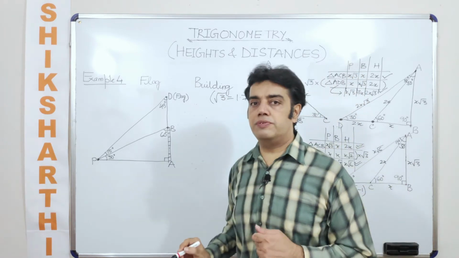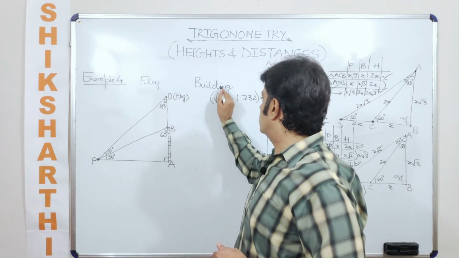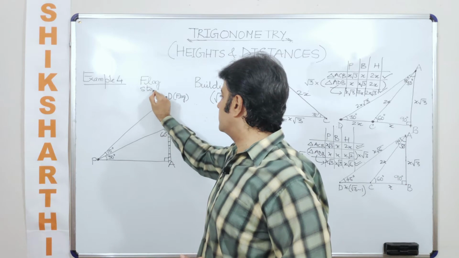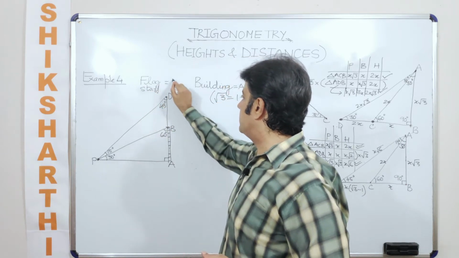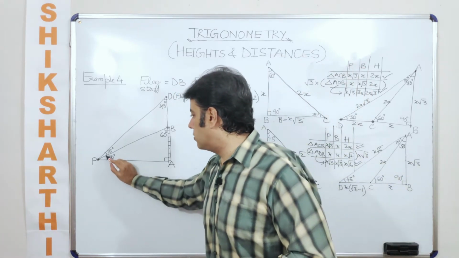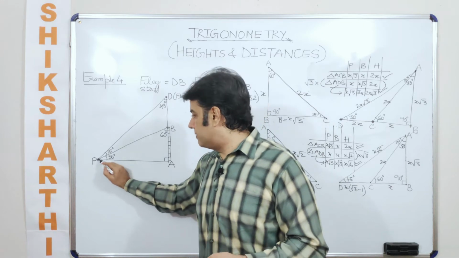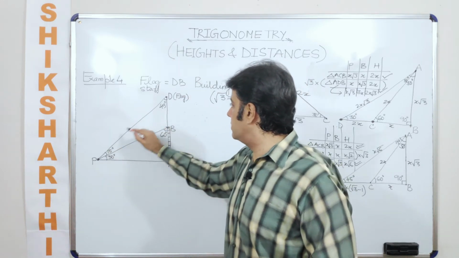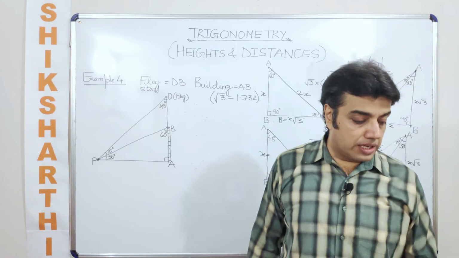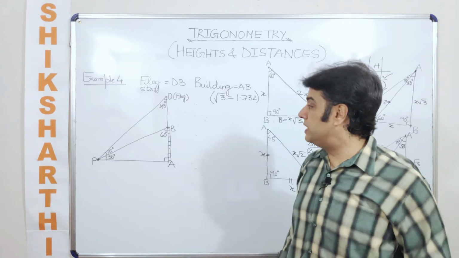So there are two main points which need to be understood. There is a flag which is being hoisted from the top of a building. So the building here is AB, and the length of the flag staff is the length DB. And then if I can just use the angle of elevation, the angle of elevation of the top of the building is 30 degrees, and P is the point of observation on the ground, and from this P the angle of elevation of the flag is 45 degrees, is what is already given. Okay, so what are you supposed to find out? You are supposed to find out the length of the flag staff and the distance of the building from the point P.